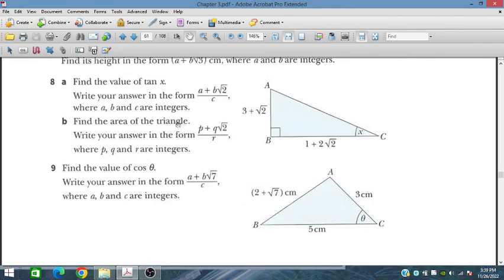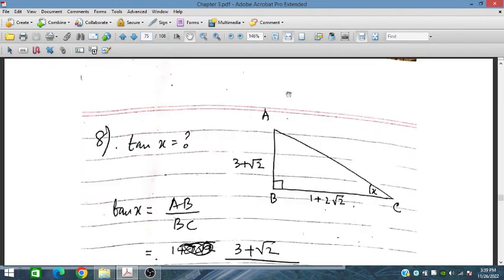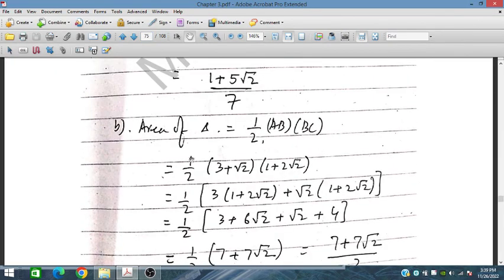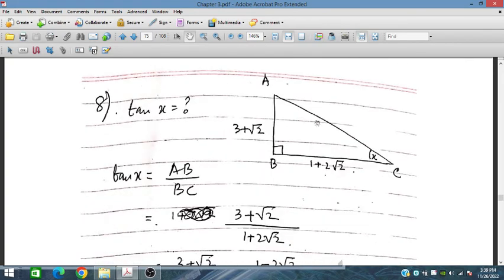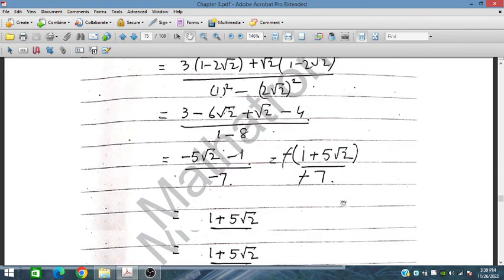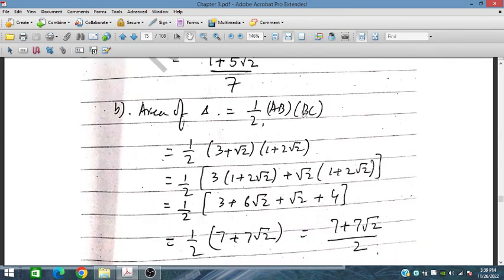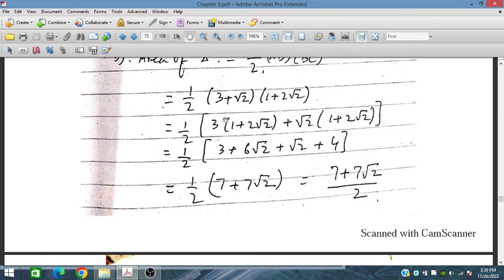we have to find the area of the triangle. So we know that area can be found out as half base into height. So area is equal to half into AB into BC. This is base and this is height. AB is height. So half base into height. So this is 3 plus under root 2, 1 plus 2 under root 2. On simplification we have obtained this result.